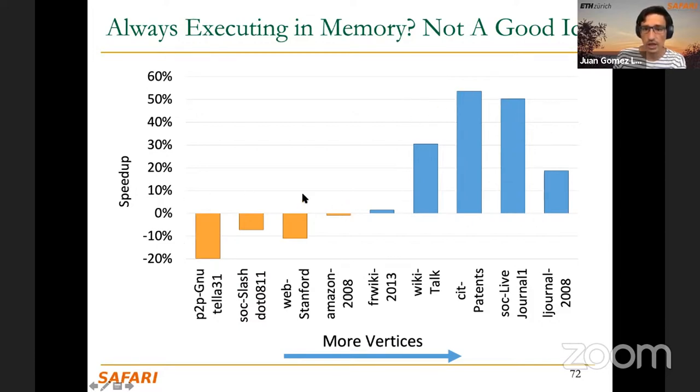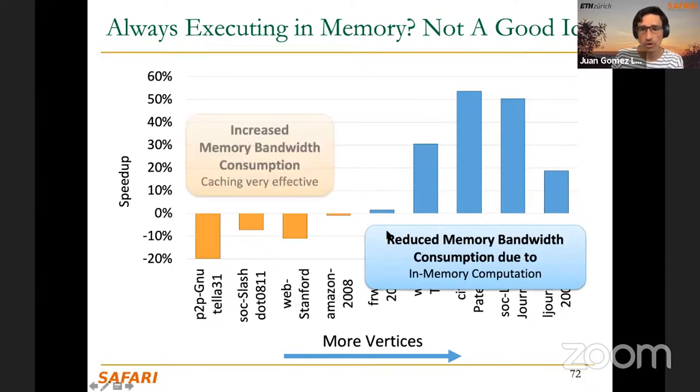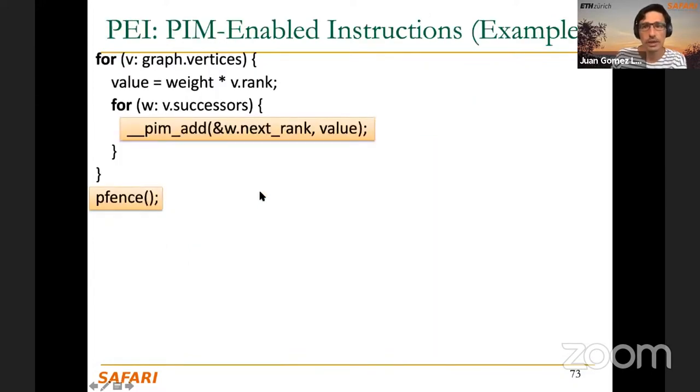And the reason is that if a graph is pretty small, it's pretty likely that the graph, or most of the graph, fits in the cache hierarchy of the CPU. And in that case, offloading the process to PIM doesn't really make so much sense, right? We can see more results. So in this case, reduced memory bandwidth, because we are doing in-memory computation. In this case, caching is very effective.